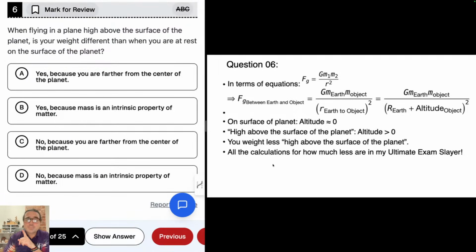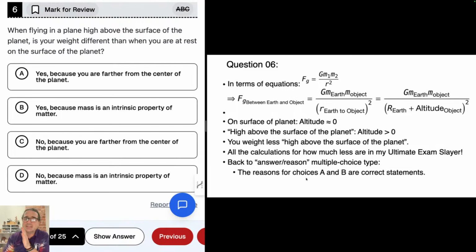Okay, so I do want to get back to the answer-reason multiple choice type of this, because I think it's important to recognize that the reasons for answer choices A and B are both correct statements. It is correct that you are farther from the center of the planet when you are high above the surface of the planet, and it is also correct that mass is an intrinsic property of matter. Those are both true statements.